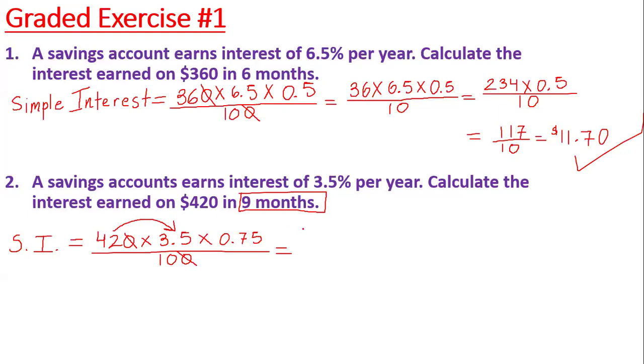That gives us what? 147. Multiplied by 0.75. All over 100. All over 10 in this case, 10, right? 10, 10. Okay.